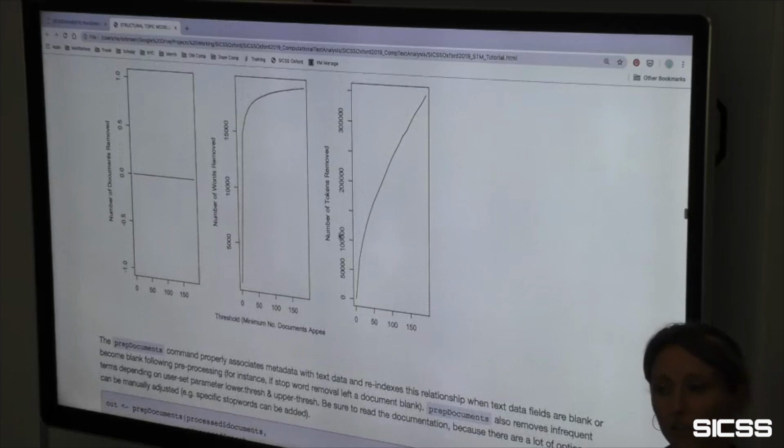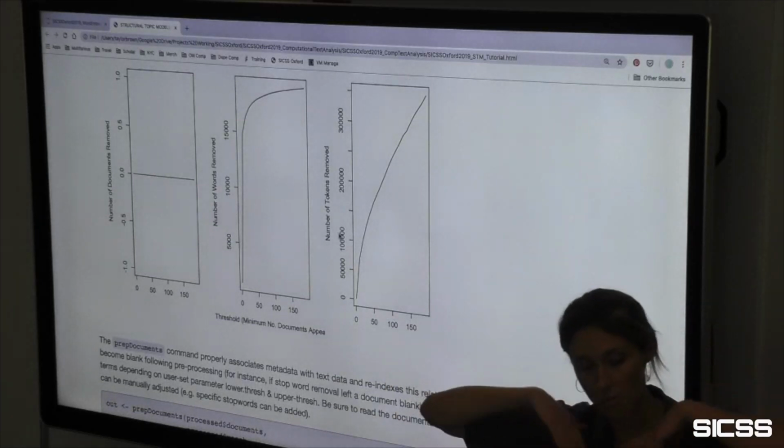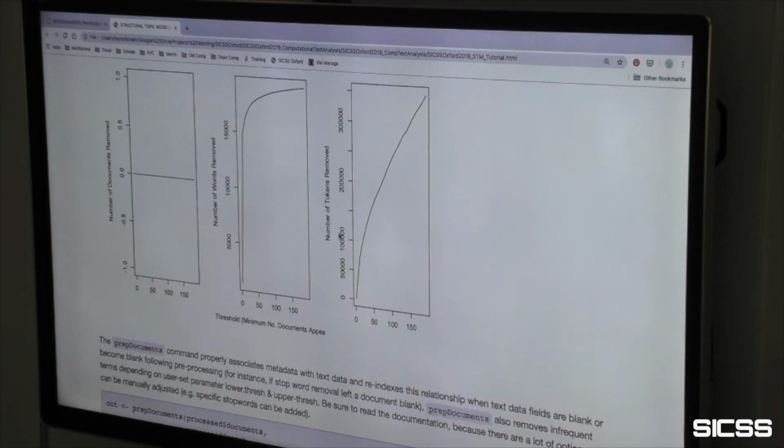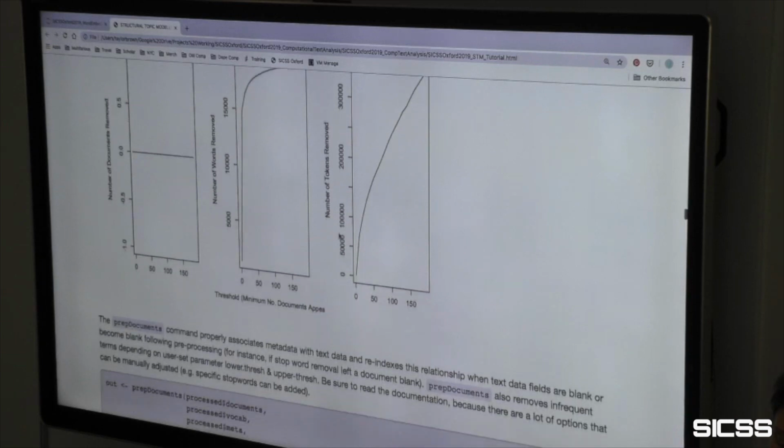So you can say, get rid of any words that happen more than X many times, because they're probably not useful, or fewer than this many times, because they're probably rare and obscure and not very useful. So that's one way, other than stop words, specifying actual words, another way of removing words you don't want to analyze. And the STM package just plots these graphs for you, which is really nice.